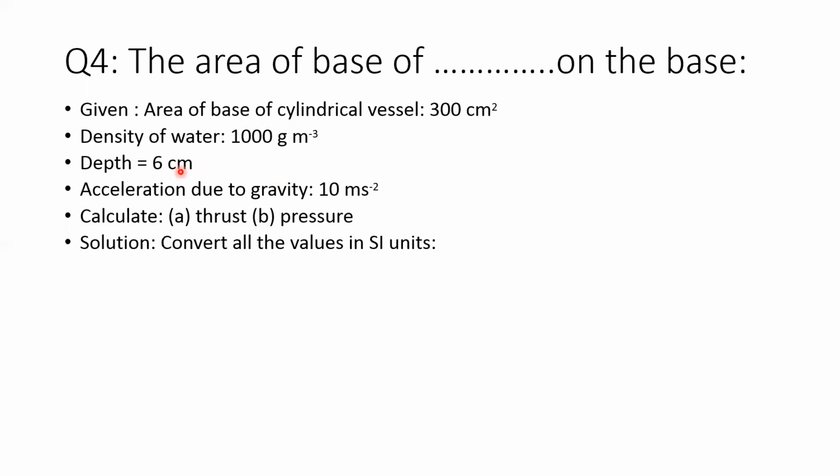Depth is given 6 centimeters. So first you have to convert this depth into SI units. To convert 6 centimeter into SI unit, you have to multiply it with 10 raised to power minus 2. Then acceleration due to gravity is already in SI units. Now you apply the same formula which we used in the previous question. By using that formula, you will get the value of thrust and you will get the value of pressure.